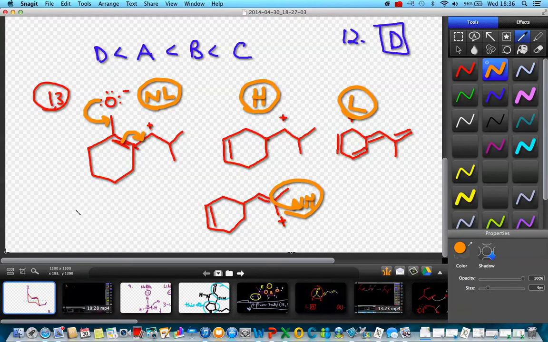So the most stable should be ranked first. So the most stable would be C. And then it will be A. And then it will be D. And then it will be B. And this should correspond to answer choice B.